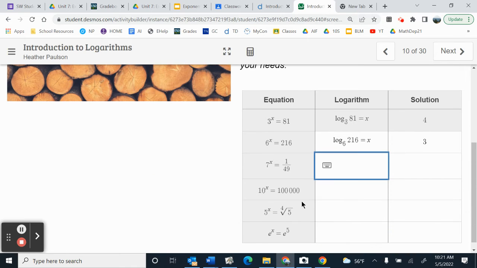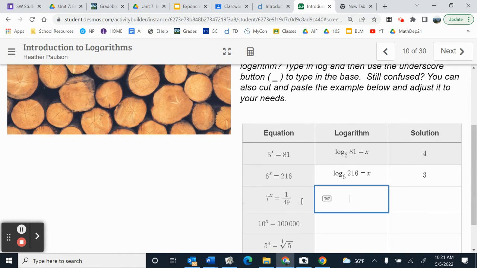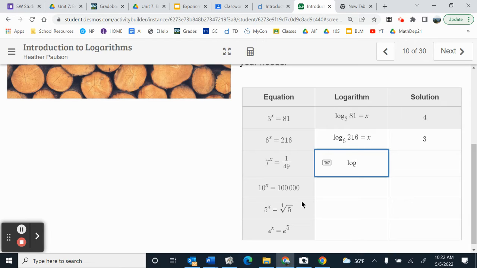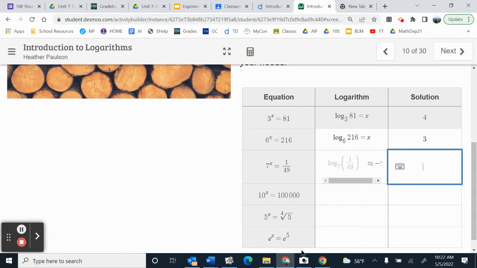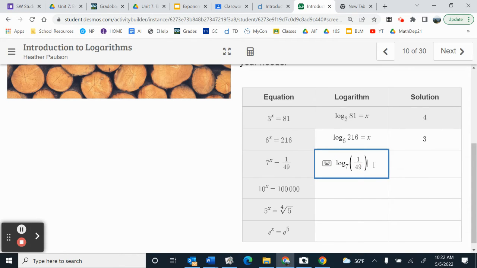And keep going through these logarithms. Log base 7 of 1 divided by 49. Well, 7 squared is 49. But notice 49 is in the denominator. And so that produces -2. So I'm going to erase this -2 now. I'm going to go back in and calculate and leave this equal to x. And then type my -2.